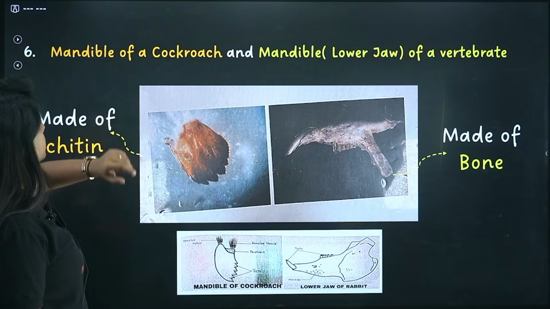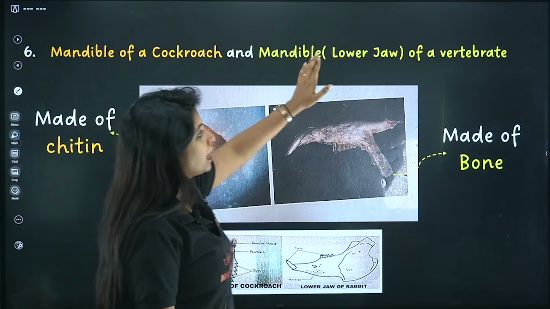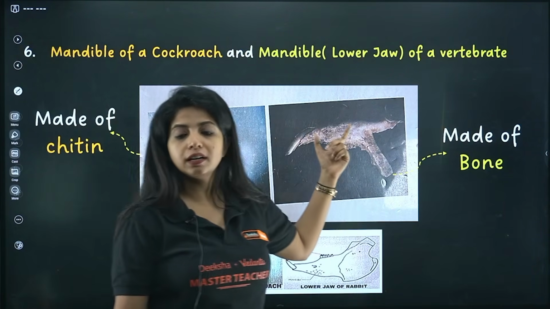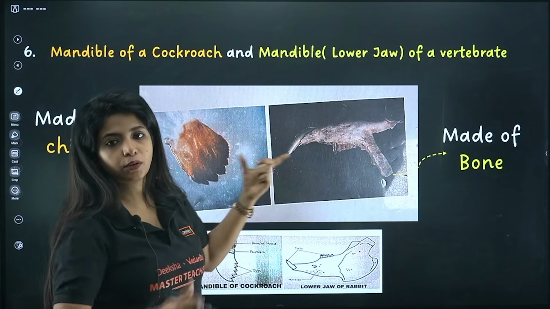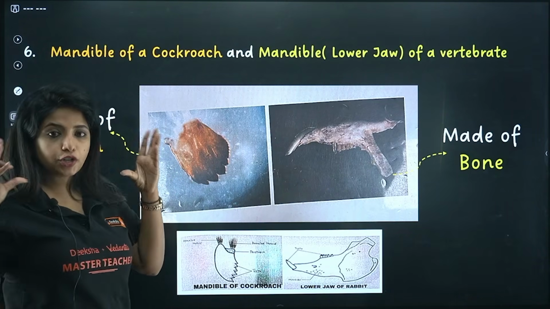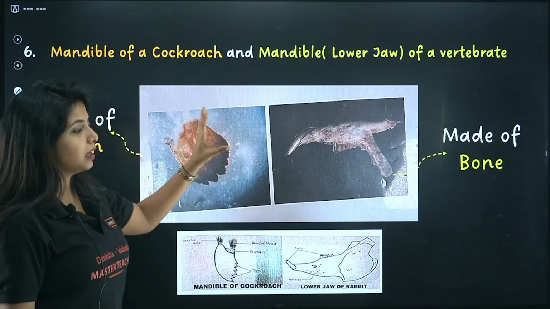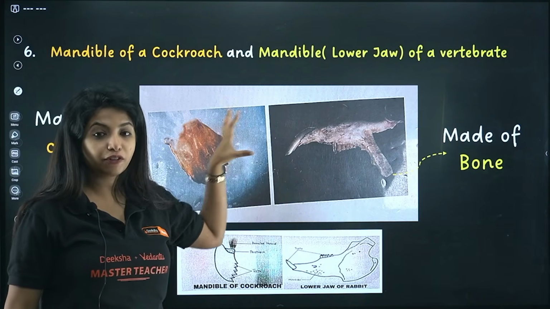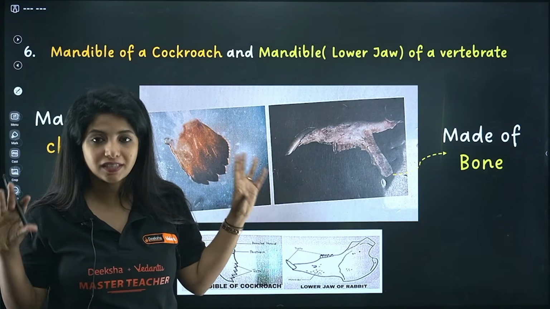And also one more thing is there, mandible of a cockroach and mandible of a vertebrate. So over here a rabbit's lower jaw is given and over here a mandible of the cockroach is given. Right. Both of them function is to chew, right? Here again, if at all you talk about the function, it remains the same.